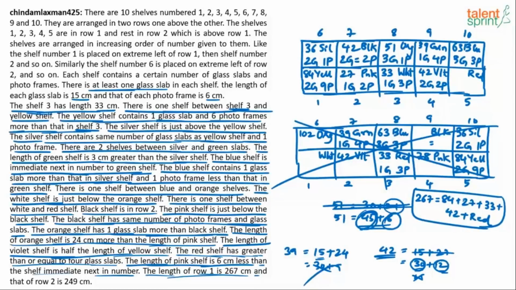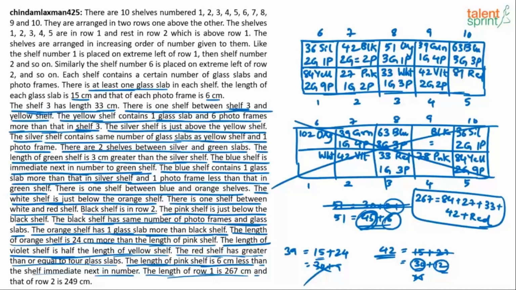Balance it now. 84 plus 27 plus 33 plus 42 plus red. So what should be red? 84 and 27 is 111. 111 and 33 is 144. 144 and 42 is 186. So 267 minus 186 would mean 67 plus 14, which is 81. So red should be 81.